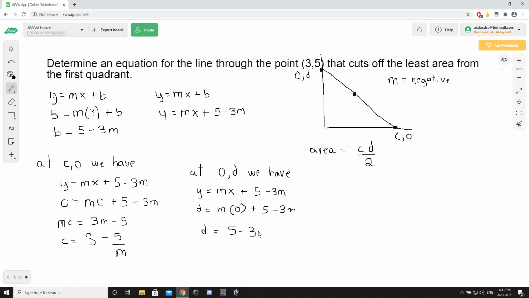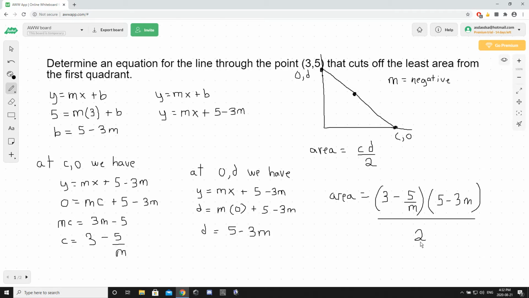Okay, so this is awesome, because now I can express the equation for my area using only one variable, or one unknown. So I know that the area is now (3 minus 5 over m) times the expression for d, (5 minus 3m), and all of that over 2.